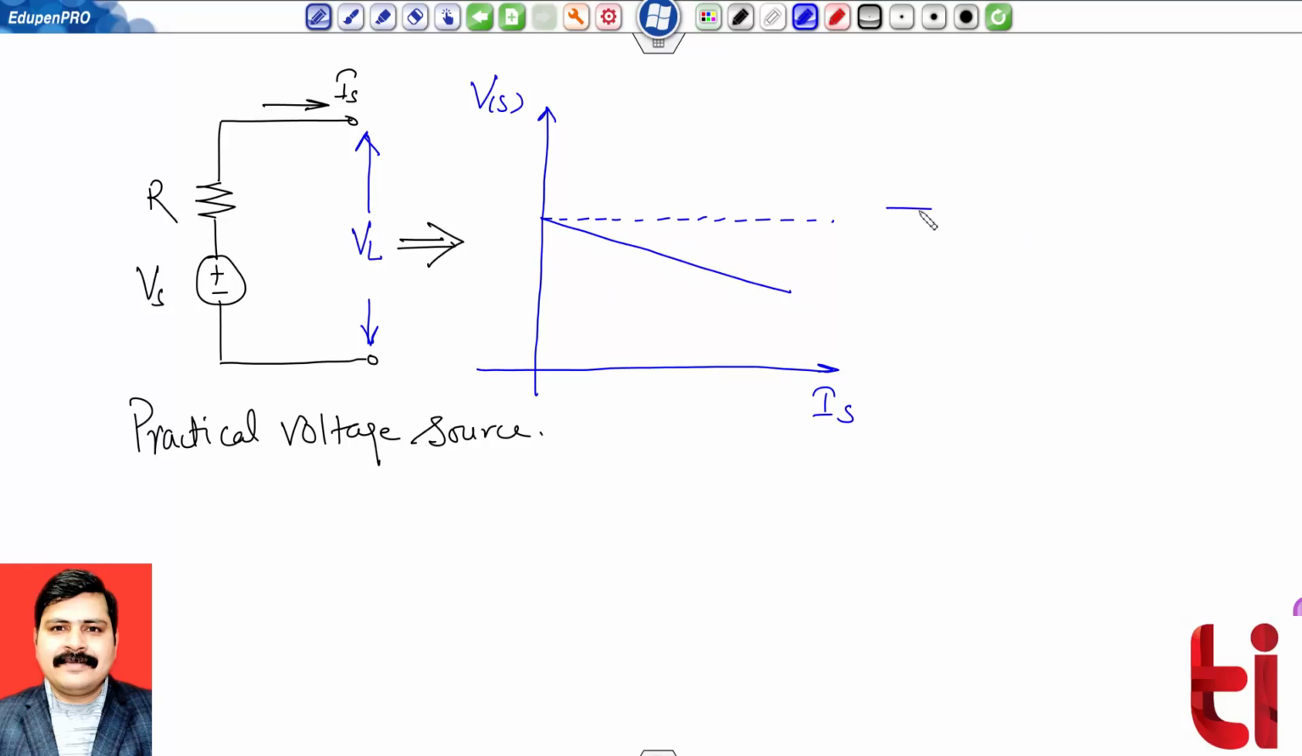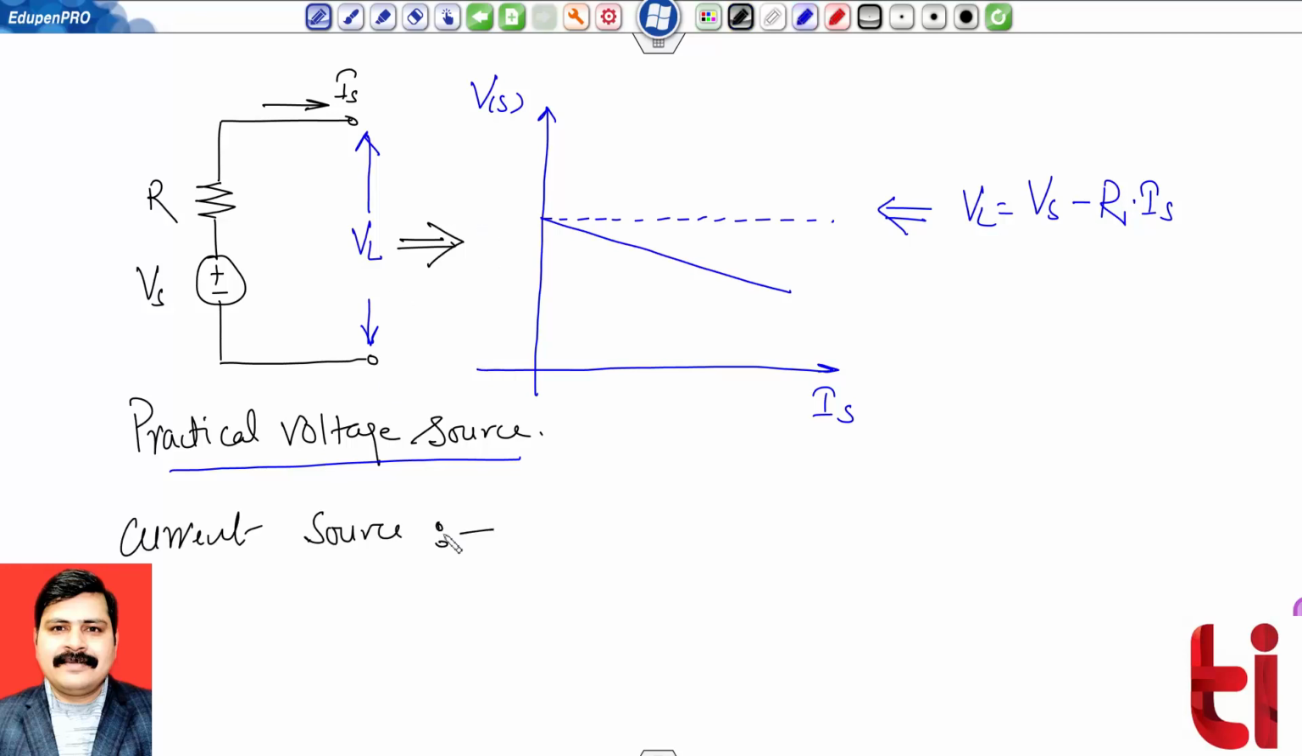Then you can clearly see that voltage VL will be equal to Vs minus the drop across this resistance, and this drop can be measured as R multiplied by Is. As the current increases, this drop will increase. So the effective voltage over here is a decreasing curve. This is the VI relationship for a practical voltage source. Now similarly, we can study the current source also.